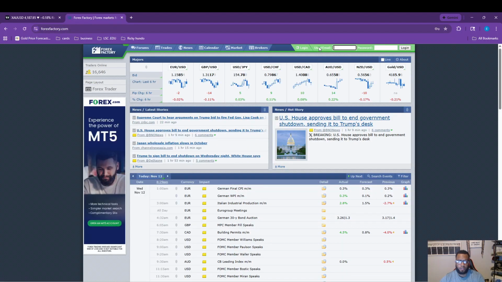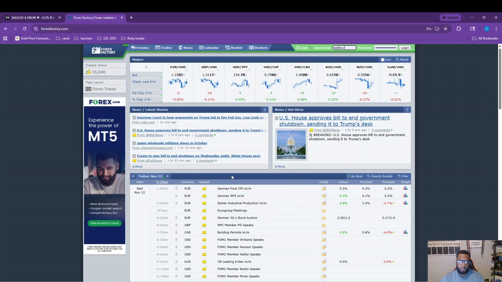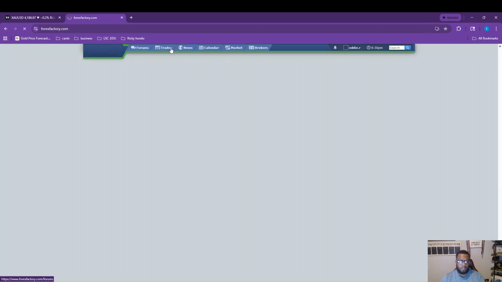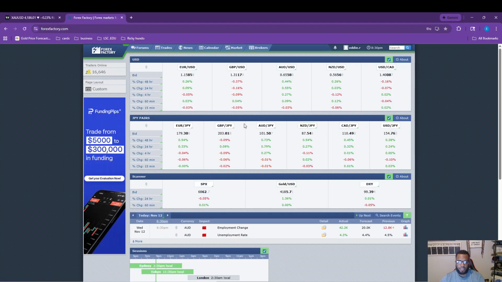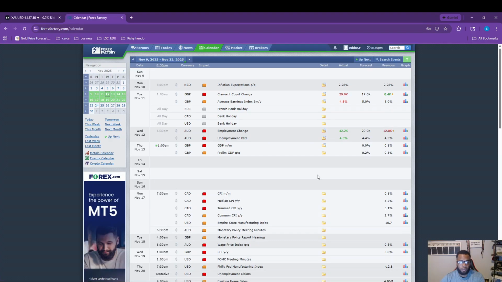In here you can log in with your account. I'll save that for a whole other day as far as setting up scanners and all of that good jazz. We're not really looking for the scanners, but you can also Google how to add scanners into your Forex Factory platform. But calendars is what we're going to be looking for because we're looking for the news. So today is the 12th, so Monday, Tuesday, Wednesday is the 12th.